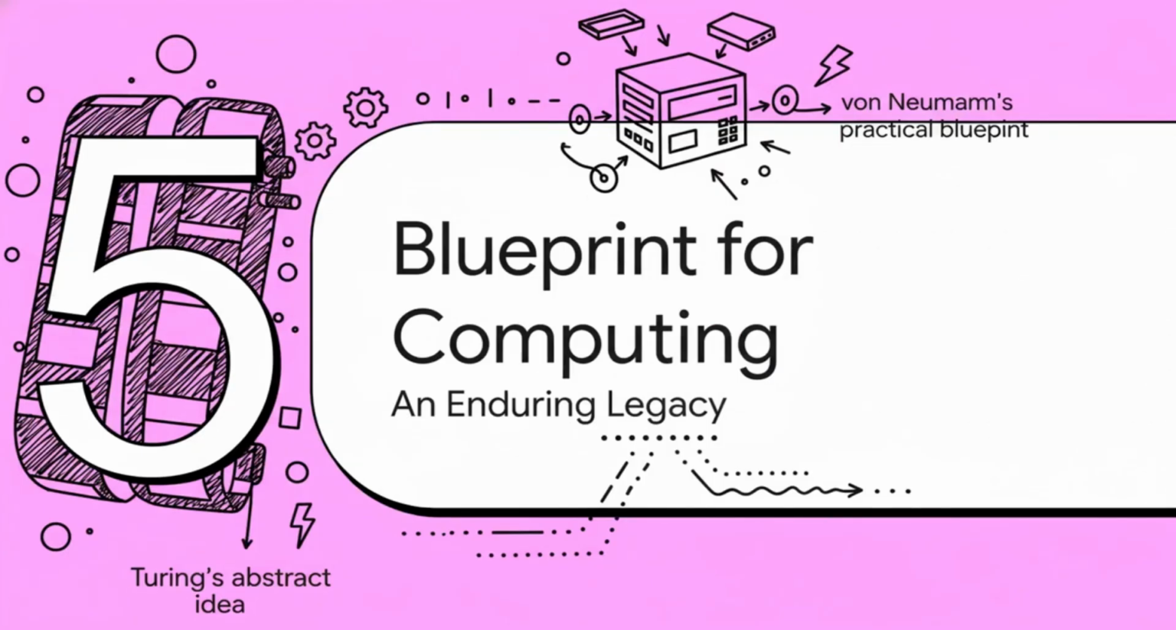Okay, so let's bring these 2 incredible threads together. On one hand, we have Turing's abstract idea defining what is even possible to compute. And on the other, we have von Neumann's practical blueprint for how to actually build a machine to do it. This, of course, raises a really important question. How connected were these two ideas really?